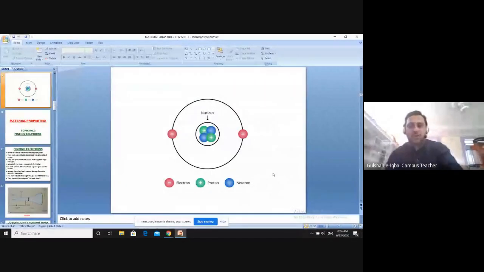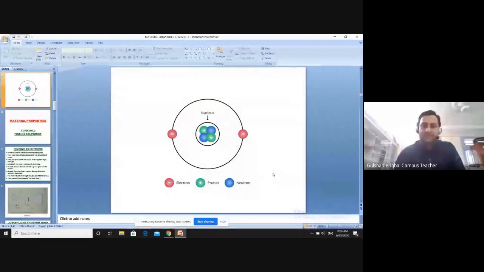For example, we have two electrons and two protons in the center. So the 2 plus charge and the 2 minus charge are going to cancel one another. And what will be left? Neutrons will be left. Neutron has no charge, so the atom becomes electrically neutral.